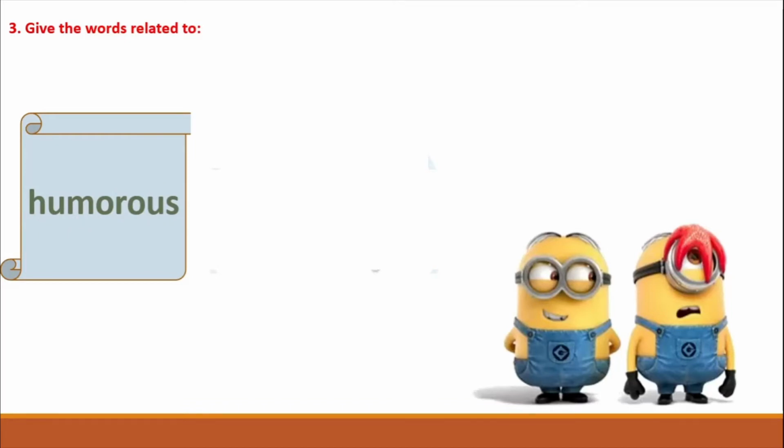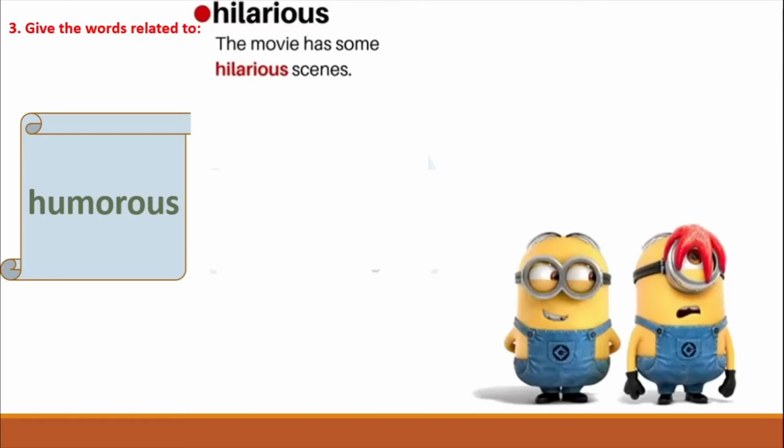Now we saw certain words related to humorous. We saw comical, we saw funny. Let us look at some more words which are related to humorous, or we can say which are synonyms of the word humorous. Now look at this image also. This image is also so humorous, isn't it? He's got just one eye, and that also a starfish is covering his vision. So he won't be able to see anything now. Okay, so let us look at some words. So hilarious is a word which you can replace with humorous. So hilarious means very funny. So the movie has some hilarious scenes.